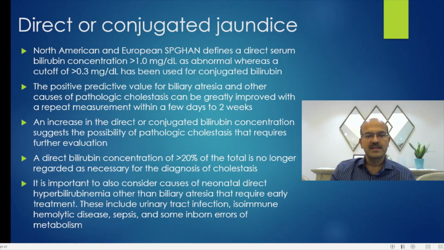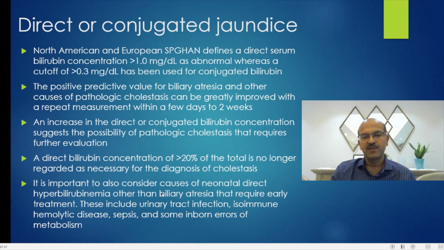1 to 2 weeks is reasonable, but you don't want to exceed a month of age by the time you diagnose pathologic cholestasis, because biliary atresia treatment should be early. It's important to also consider other causes of neonatal direct hyperbilirubinemia other than biliary atresia that would require early treatment. So these include urinary tract infection, isoimmune hemolytic disease, sepsis, and some inborn errors of metabolism. So we shouldn't forget these treatable causes when we are looking for it.